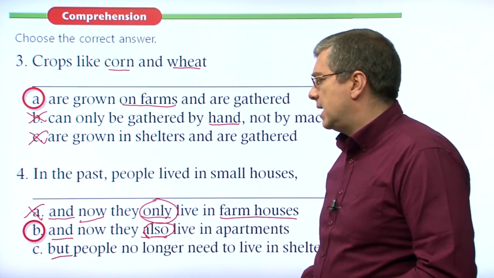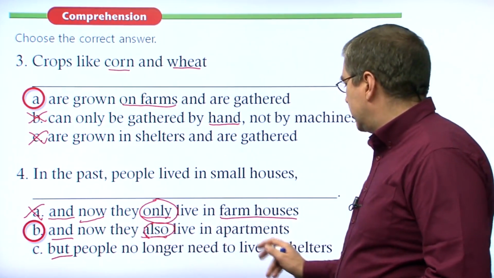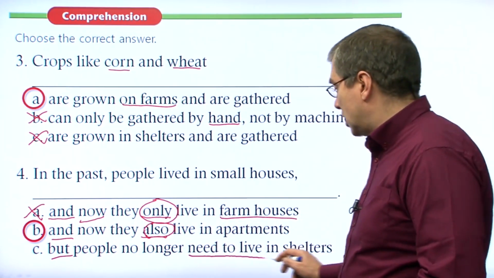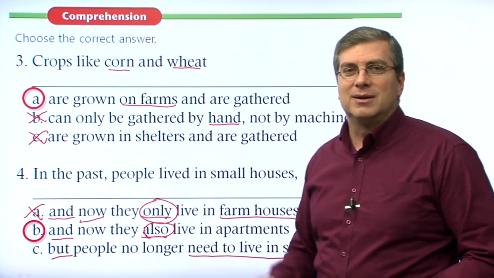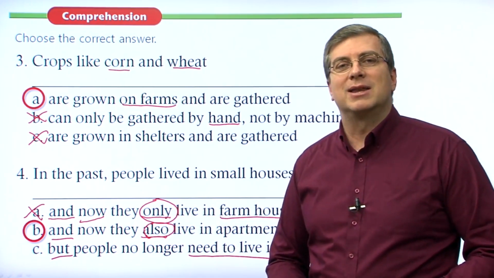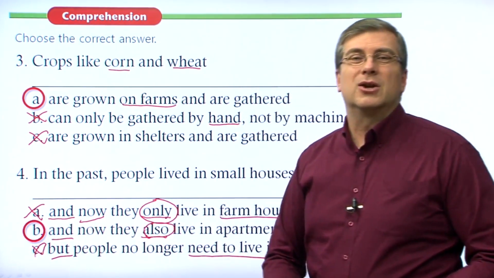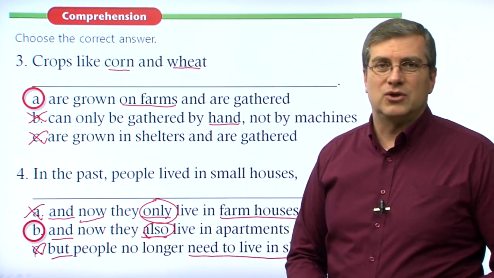Let's just look at C. But people no longer need to live in shelters. That's not true. We need shelters, right? That's one of the main things that we were talking about in the reading passage. So of course that's not correct. B is the only correct answer for this question.